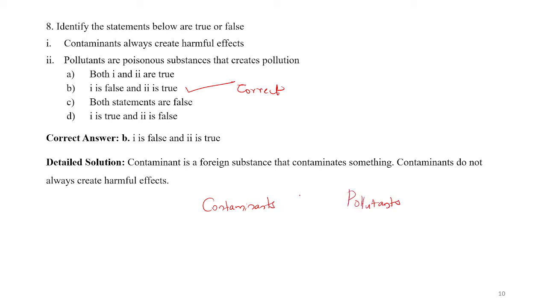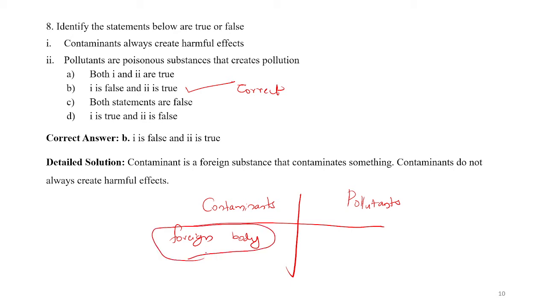Contaminants are foreign substances, any foreign body which may not be hazardous or poisonous in nature. When such substances are present in water, they are known as contaminants. They do not always create harmful effects. The only thing is that they are a foreign body, not supposed to be a part of the water body or water system, but they are present in it without causing any harmful effects. So that is termed as a contaminant.